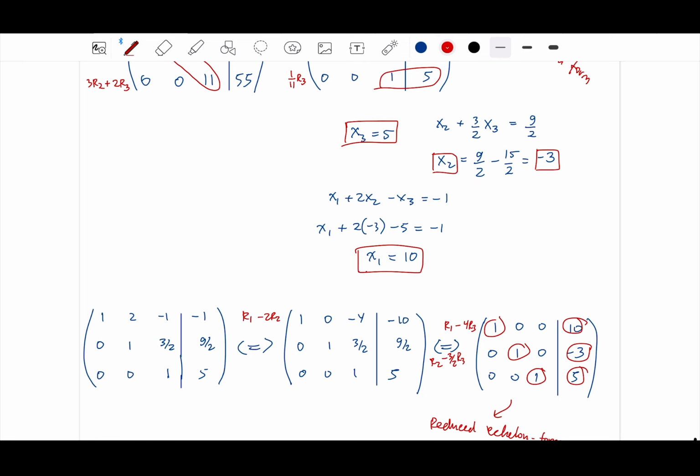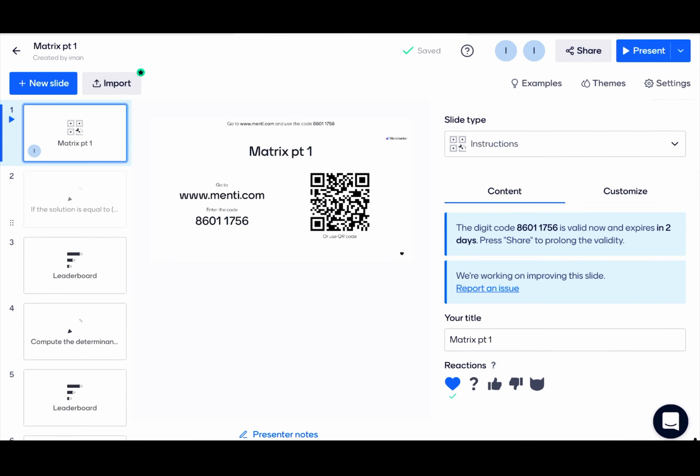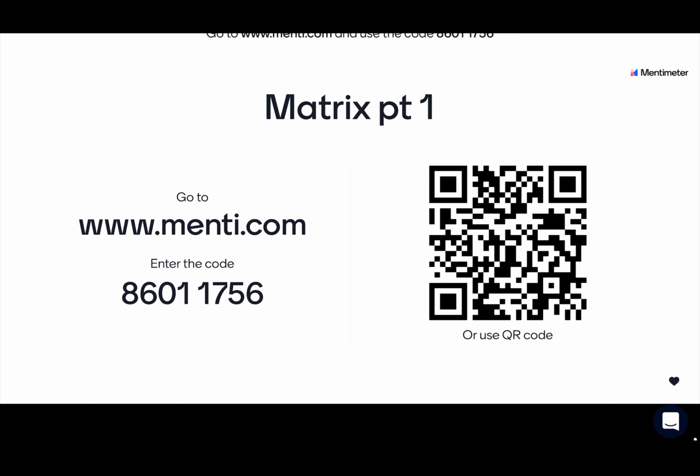Okay. So let me go through the feedback. Only two questions. The linear system and determinants. Determinants, you can try if you remember. If not, then we are going to give you explanation next week.